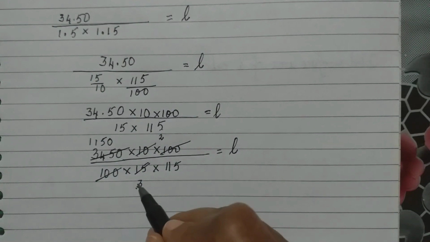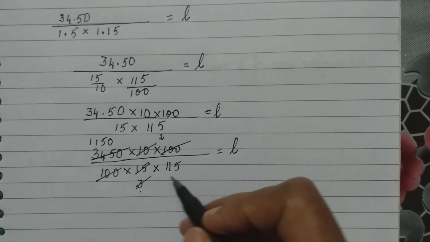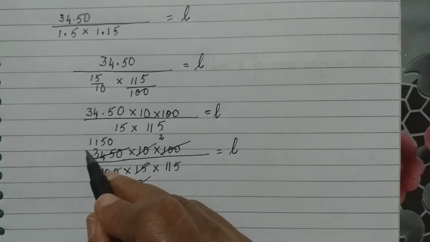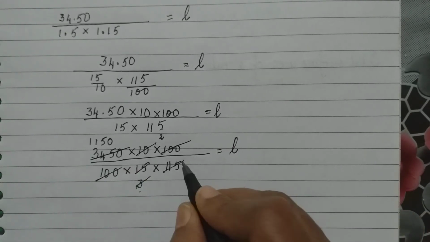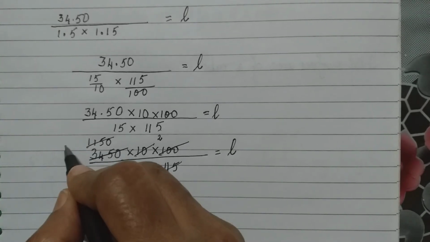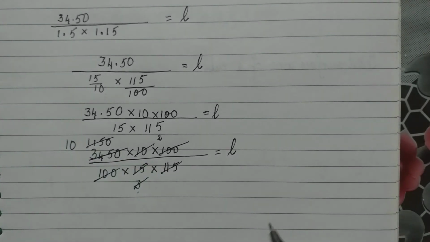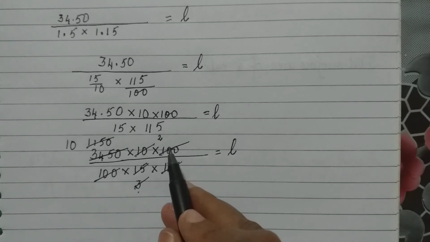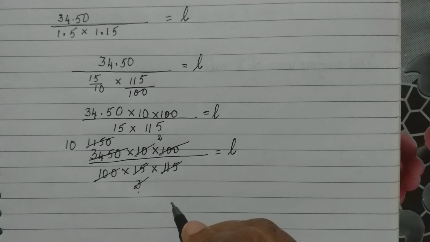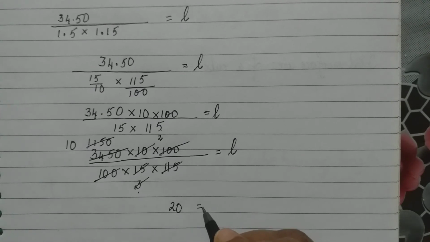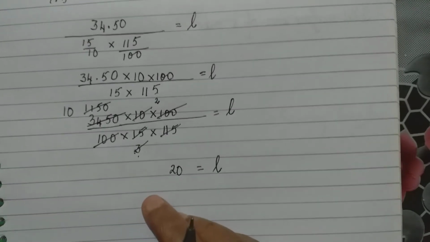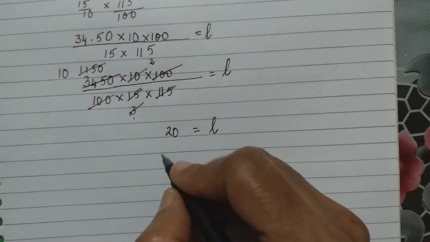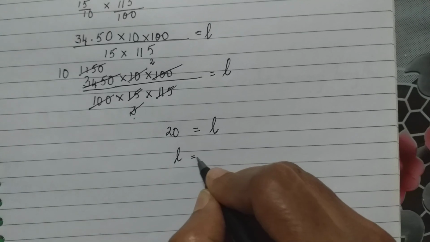Now I have here, so 3 is going in this, we have cancelled it. Now 115 goes in 1150. So 115 goes in 1150 10 times. So what is left now? Just 10 and 2. So 10 into 2 is 20. So 20 is equal to L, or we can write in the next step, L is equal to 20.